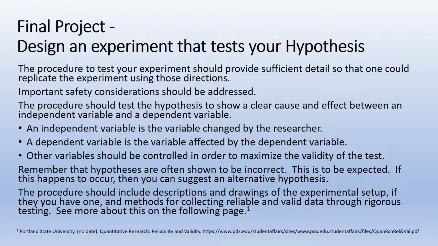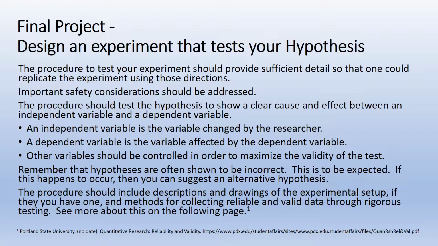Once you've written a hypothesis, you need to design an experiment that tests it. The procedure to test your experiment should provide sufficient detail so that one could replicate the experiment using those directions. The procedure should show a clear cause and effect relationship between an independent variable and a dependent variable. The independent variable is the variable changed by the researcher. The dependent variable is the variable affected by the independent variable. Other variables should be controlled in order to maximize the validity of the test.